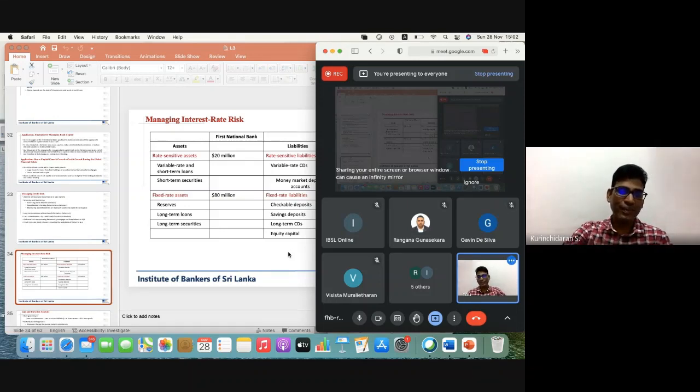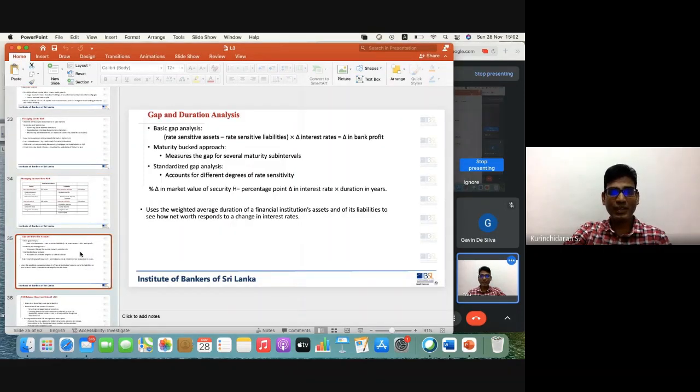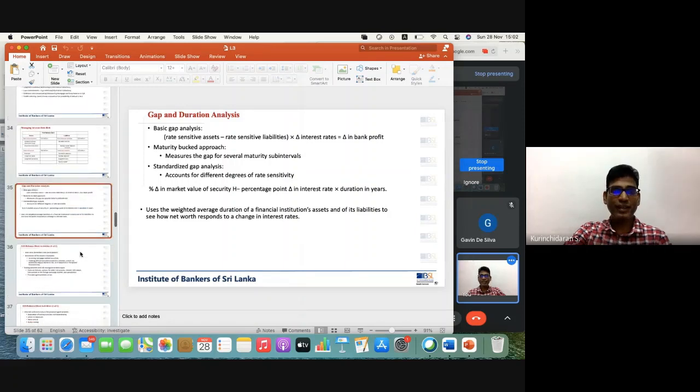Right? Okay. So this is what I have explained here. This is just a calculation, as you mentioned, like a basic gap analysis. You are going to take the rate sensitive assets and deduct rate sensitive liabilities and multiply by the expected interest rate change. That means if you think interest rate is going to increase by 1%, you are going to multiply by 1%. So the final outcome would be the change in the profit.